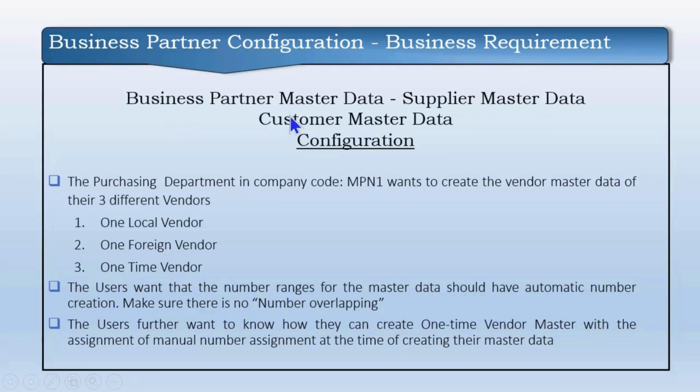In SAP S/4HANA, a business partner has different roles. For example, he's a supplier. One company can be a supplier and also a customer at the same time. He'll be supplying material and also buying material from us or from our company. In that case, he plays the role of a supplier and also the role of a customer.